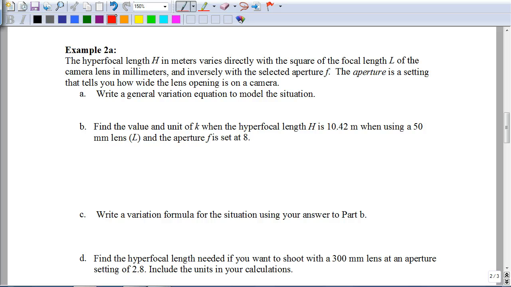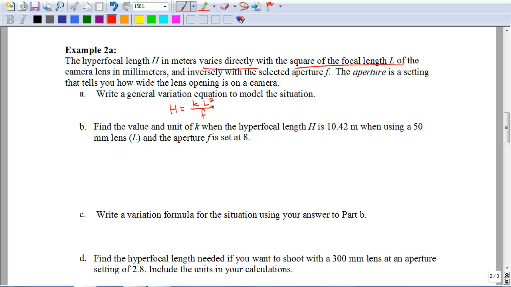So the first step, write a general variation equation. It says the hyperfocal length, so the h, varies directly with the square of the focal length, so it'd be k times L squared, and inversely with the selected aperture. Now I already have my letter k in there, so I'm not going to put k in again, but it would be k divided by f. Instead of just being k divided by f, we're going to have k times L squared, that whole thing in the numerator, divided by f. So here's our general equation.